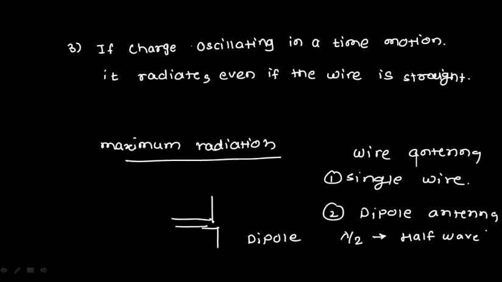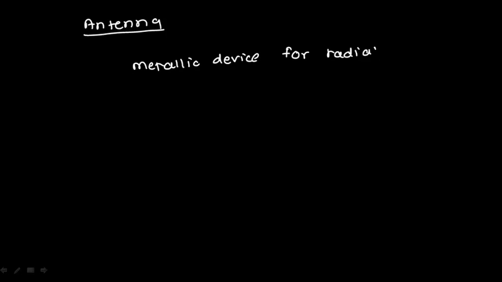So introduction to antenna, according to the Webster dictionary, if you're going to define an antenna, I'll just write the definition here of the antenna. According to the Webster dictionary, it says that antenna is nothing but the metallic device for radiating or receiving radio waves. So it's a metallic device for radiating or receiving waves.